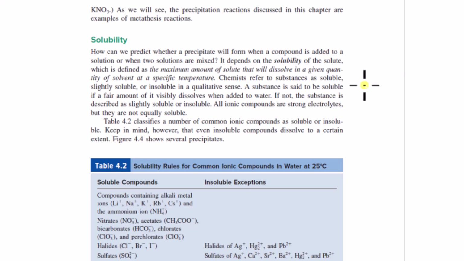Or maybe you can visibly see that some did dissolve, but it's not much, right? A little bit dissolves and then it just stops, but the majority of the substance remained undissolved. You might call that slightly soluble. But if in general you add a substance to water and it pretty much dissolves, like a decent amount of the substance or all of it dissolves, you call that soluble.